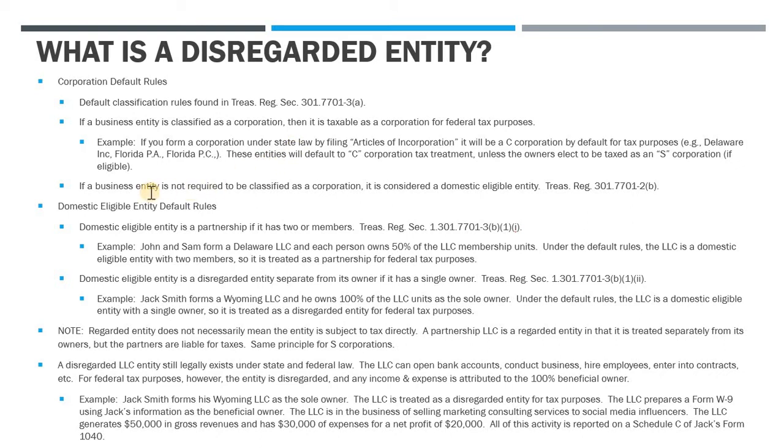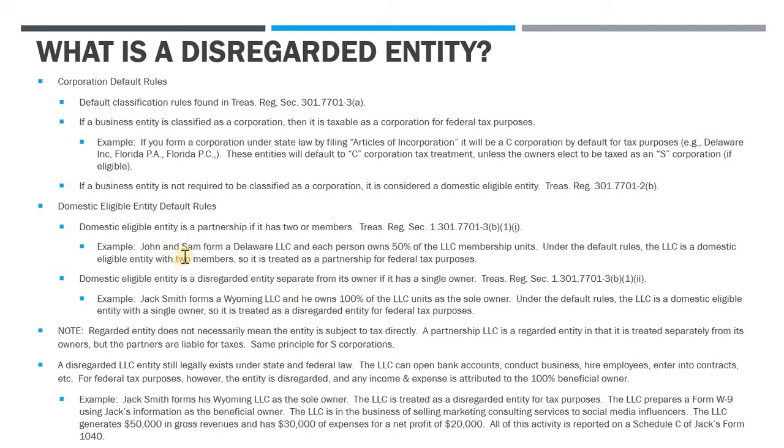Now, if the business entity is not required to be classified as a corp, then it's going to be considered a domestic eligible entity. And so that standard is found in Treasury Reg 301.7701-2(b). So what are the domestic eligible entity default rules? So there's two standards, right? If you have a domestic eligible entity, it's going to be a partnership if it has two or more members, and if the domestic eligible entity has one owner, then it's going to be a disregarded entity.